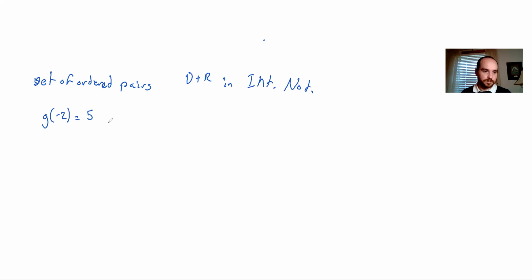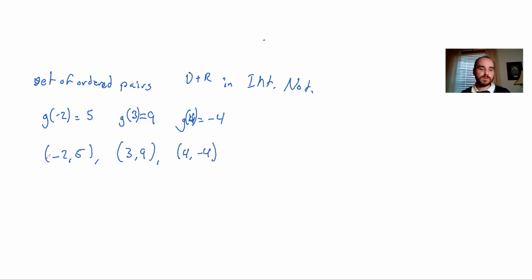Equals 5. G of 3 equals 9. And G of 4 equals -4. Okay, so the points are easy, and I think most people got this. -2, 5, 3, 9, and 4, -4. So these were the points.